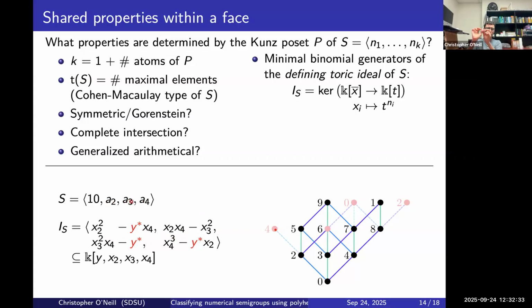And so if you think about it, S is some semigroup that lives in whatever face of C10. If you move S and change it to a different semigroup in that same face, the Kunz poset stays the same. So the structure of this generating set stays the same. The only thing that changes is that these exponents are going to be varying as linear functions of whatever A2, A3, and A4 are. And particularly, these were the coordinates of the corresponding point in the cone.